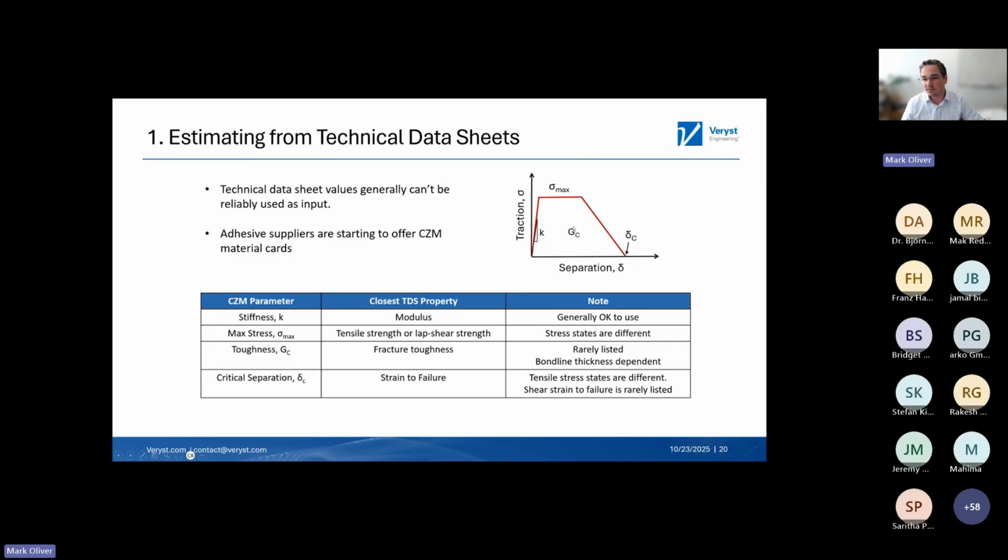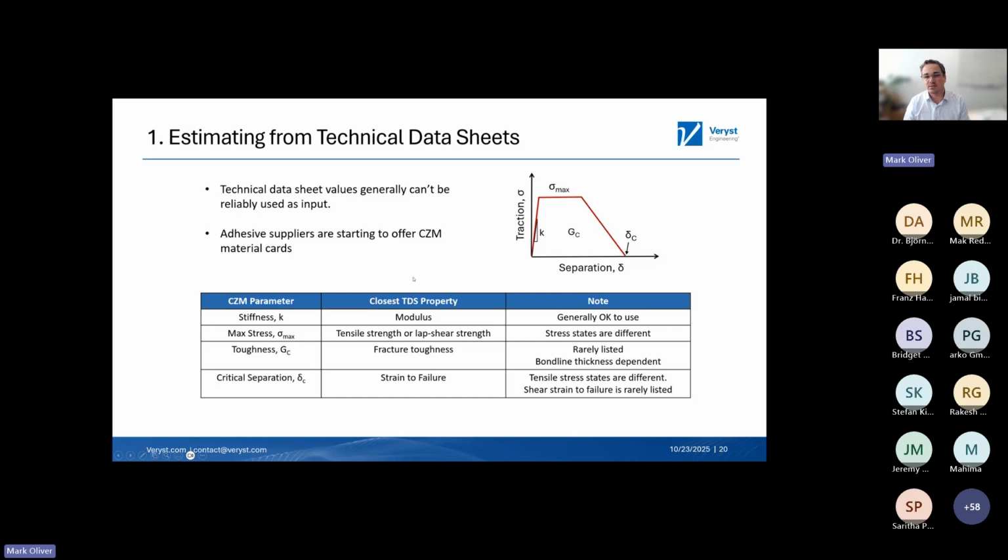You have to define the toughness, the fracture toughness. That's rarely listed on data sheets. And so this is where things start to break down. Likewise, for the critical separation, you may see a strain to failure, like this adhesive you can stretch in a uniaxial tension test to 30% strain. So that gives you some sense of the ductility. And again, you can make an estimated guess about what the critical separation might be there. But in general, this is a difficult thing to do.